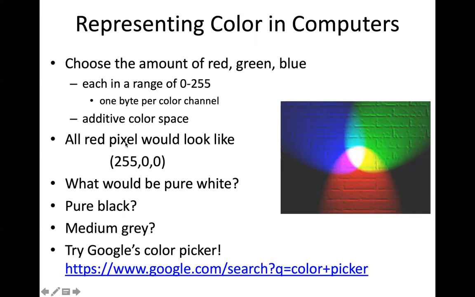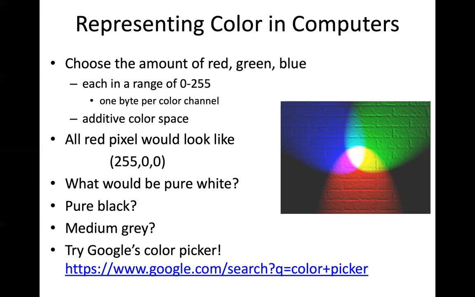A completely red pixel would be represented by 255, 0, 0. What that means is that the pixel corresponds to emitting the maximum possible amount of red light and no green light and no blue light. A purely black pixel would be represented by 0, 0, 0. That is to say, we're emitting no light on any of the channels. And a medium gray would be something like 128, 128, 128.